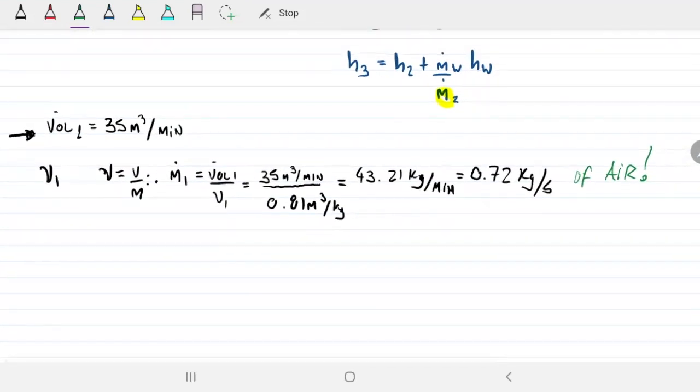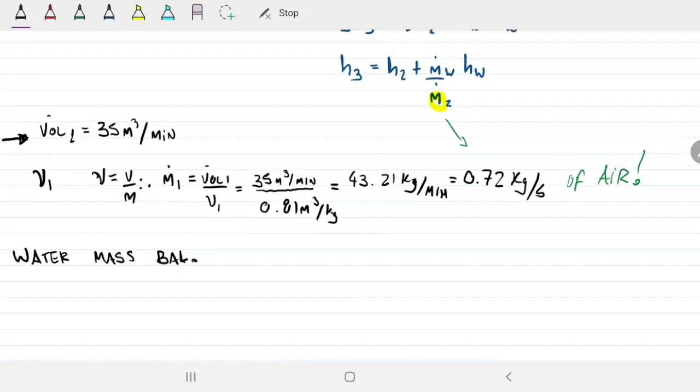Okay, so we got one of the things that we need. Now, mass flow rate of water, that's going to be an interesting one. Mass flow rate of water is going to come from the water mass balance. What is our water mass balance statement? Well, we can do two water mass balances.